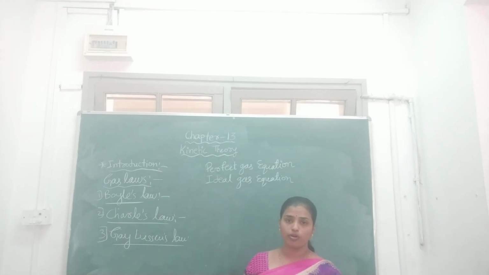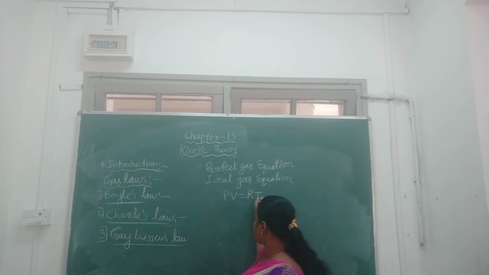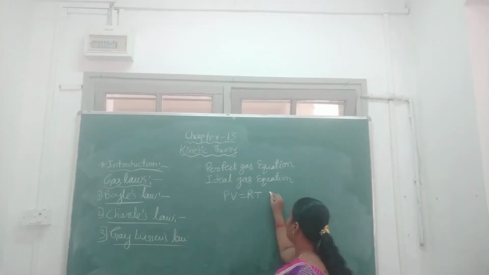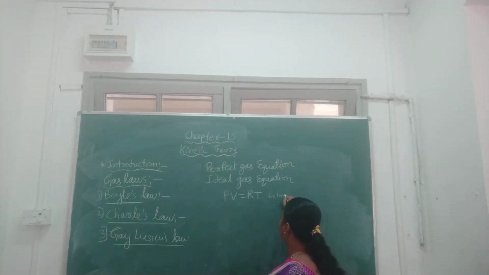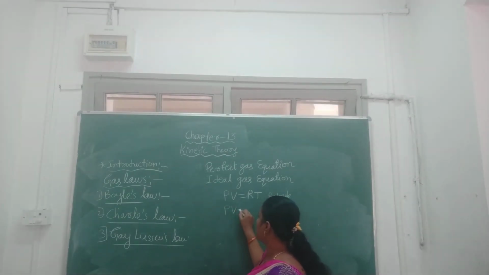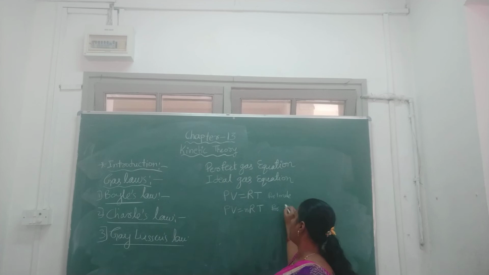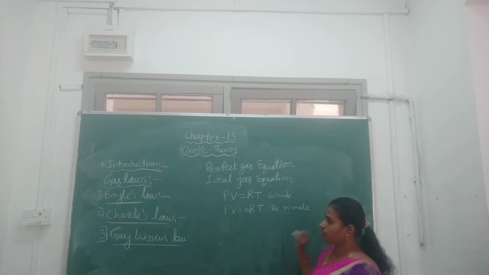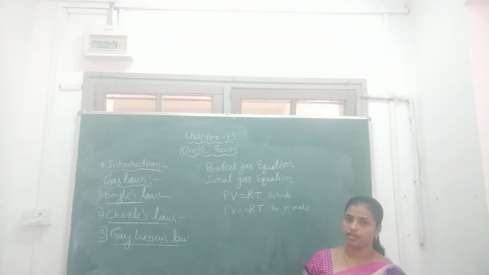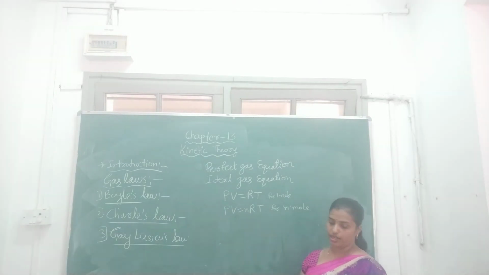For 1 mole of gas, PV is equal to RT. This is the equation for 1 mole of gas. For n moles of gas, PV is equal to nRT. This is the perfect gas equation or ideal gas equation.